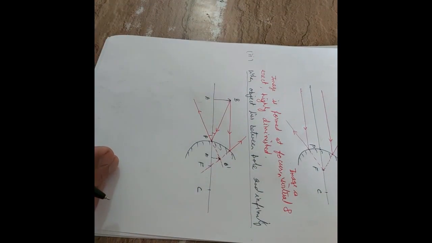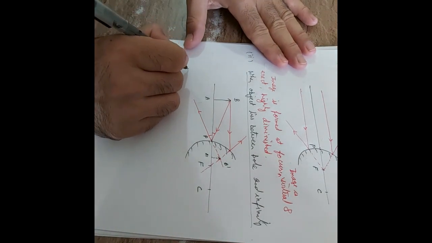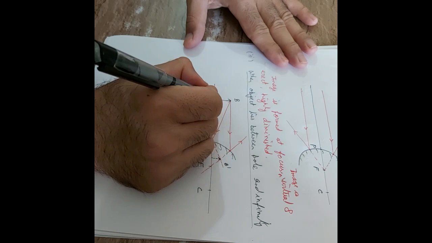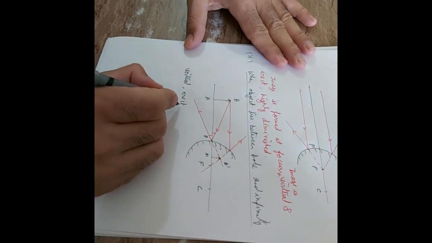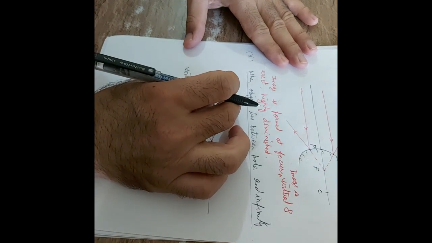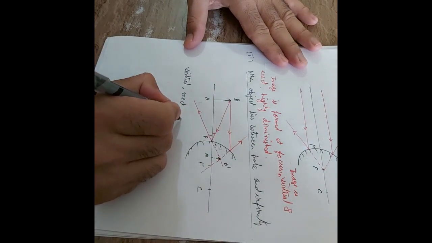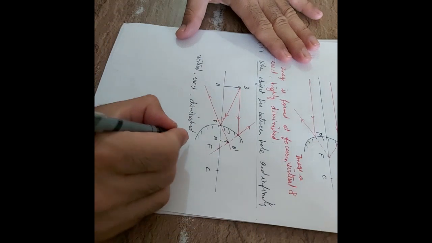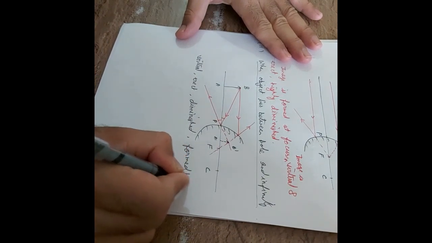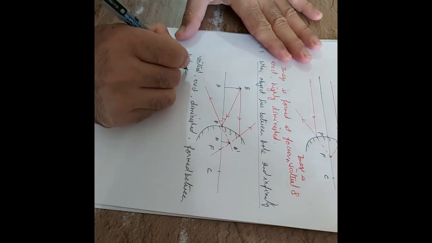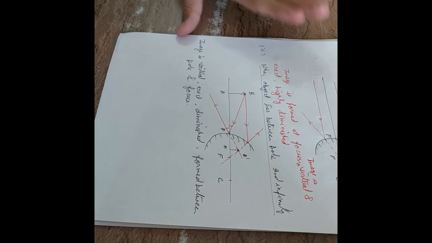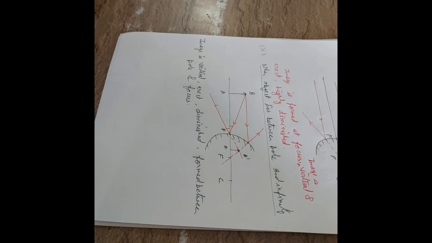Now can you tell about the characteristics of image? Image is virtual or real? It is virtual. Why? Because rays of light appear to meet. Virtual, erect. Erect means object is above principal axis, image is also above principal axis. This is the size of object, this is size of image. So it is small and we call the small as diminished. Diminished image, and where it is formed? Formed between pole and focus. So I can say image is virtual, erect, diminished, formed between pole and focus.